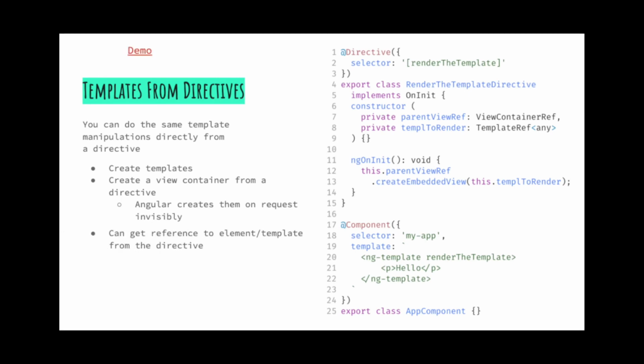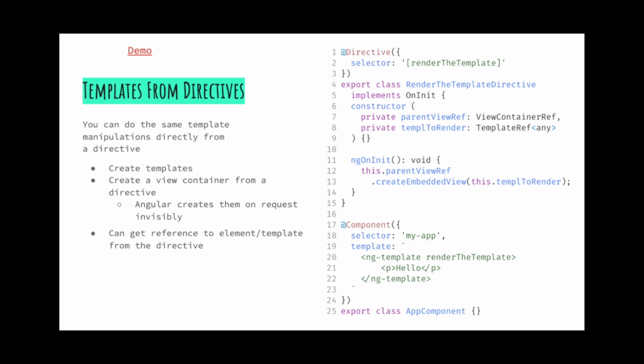We also have the ability to get a reference to the element itself. So if we have an ng template on line 20, we're able to use that same dependency injection trick to gain access to the template that the directive is on, and we're able to render that directly instead of having to have a wrapper and a content child.